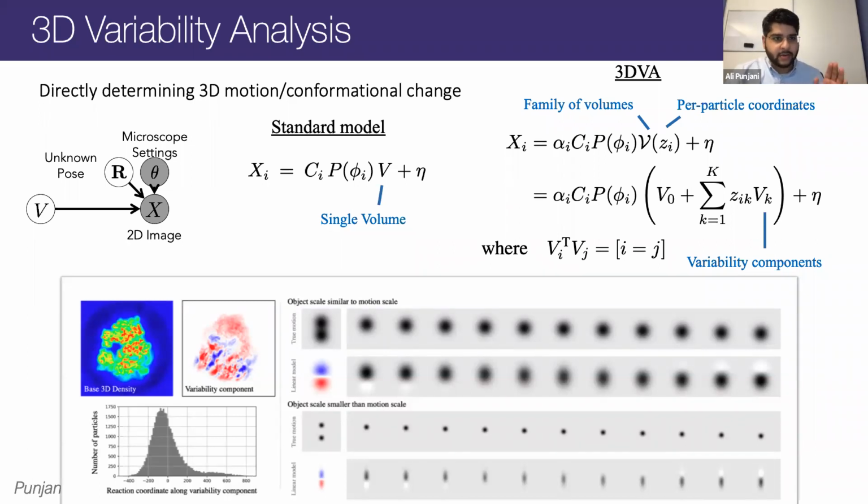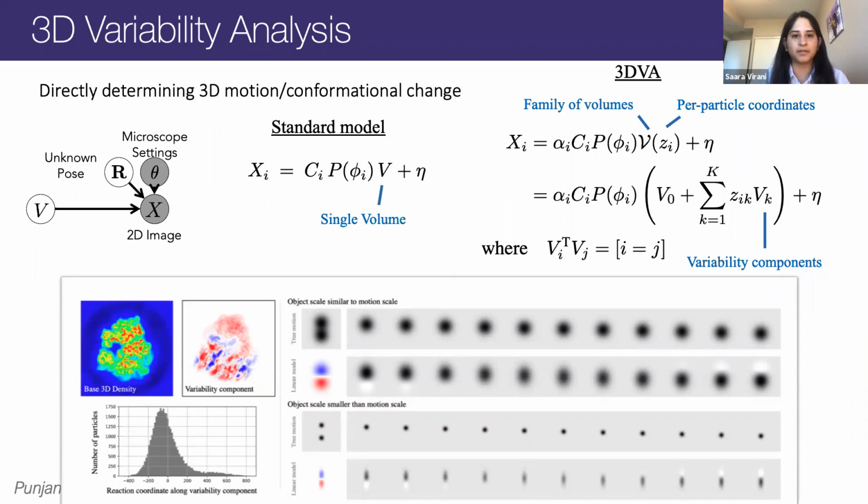So what I'll do next is go into some of the results, so that we can get an idea of what these 3D variability components are, what they model, and what kind of motion they can resolve. Unless you want to, we have a few more theory questions that might be better to address now, just so we all have a fundamental understanding.